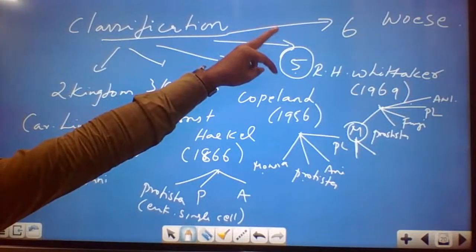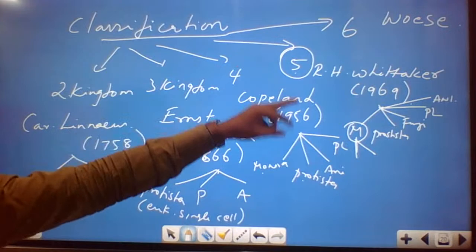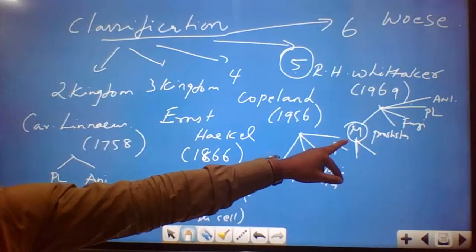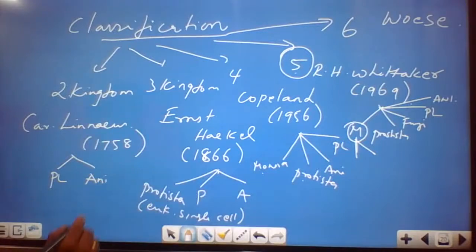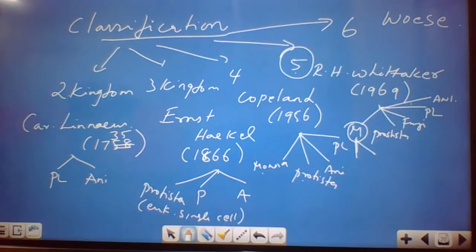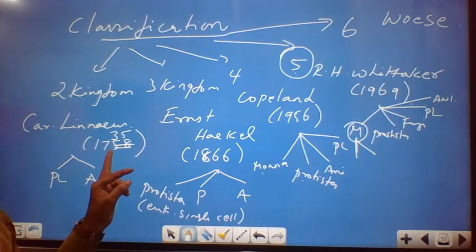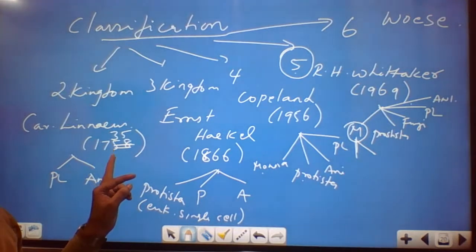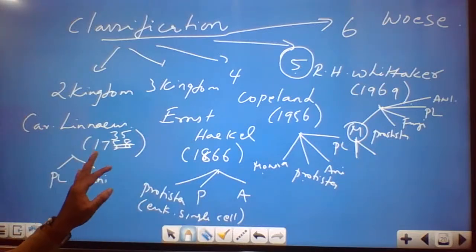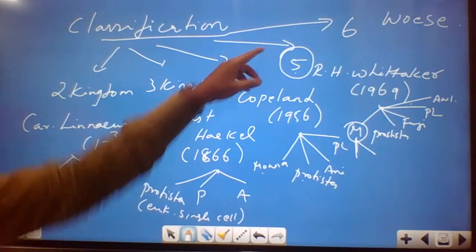Coming to Woese, he subdivided this particular part, that is Monera. Okay, then as per your confirmation, I changed 1758 to 1735. So guys, please do confirm. As per the state book, you're telling it's 1735. So based on that, I'm changing to 1735 for Carolus Linnaeus. Okay, guys, make this change.